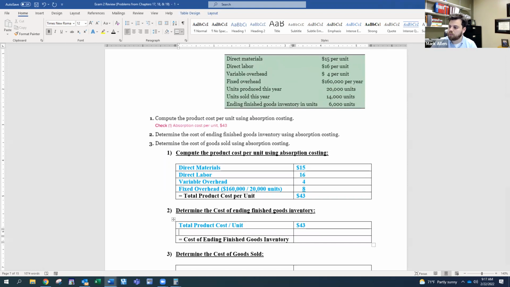And if we come back up, we'll notice that they actually tell me the ending finished goods inventory is 6,000 units. So I'm going to come down. I'm going to multiply that by 6,000 units. And if you want to title this, this is just the number of units in ending inventory. And when you do that multiplication, 43 times 6,000, you will come out to $258,000.